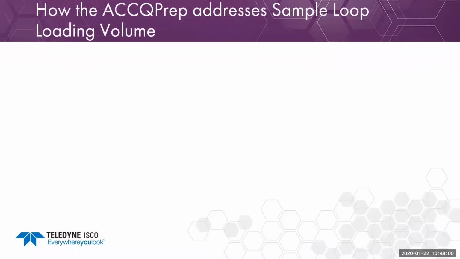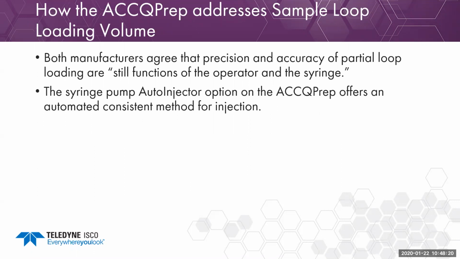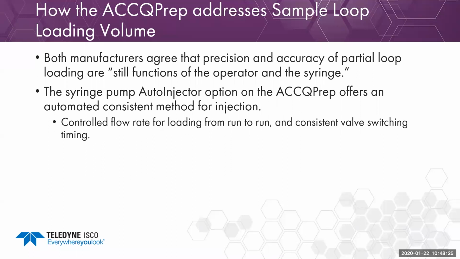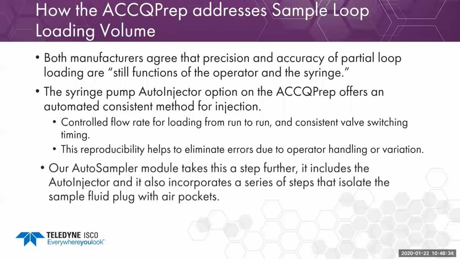So how does this affect our AccuPrep and the auto injector and how we use Prep HPLC though? Both manufacturers agree that the precision and accuracy of partial loop loading are functions of the operator of the syringe. So that's the biggest variable there and where we can see the biggest variability. The auto injector option offers an automated, consistent method for injection. We have a controlled flow rate for loading from run to run and consistent valve switch timing. And this reproducibility helps to eliminate errors due to operator handling or variation.